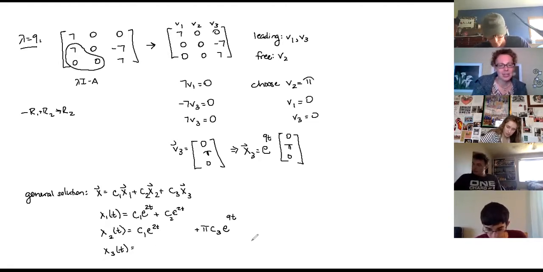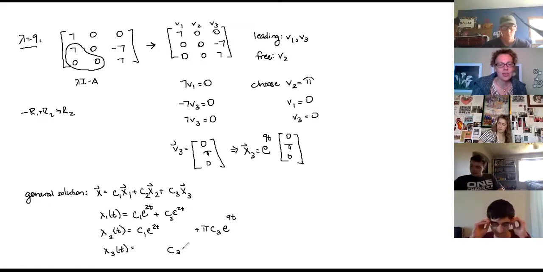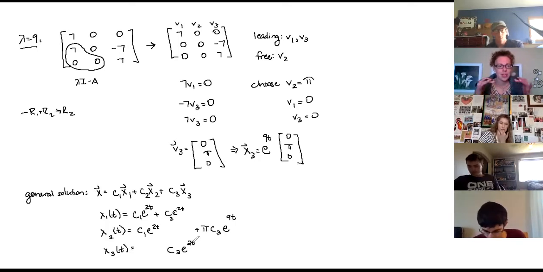And then my last one is going to be C2 e to the 2t. I think that's right. Are we okay with that? I'm bouncing back and forth between two slides and it's causing me a little bit of confusion. Yes, we're happy. People are nodding at me. Okay. All right.